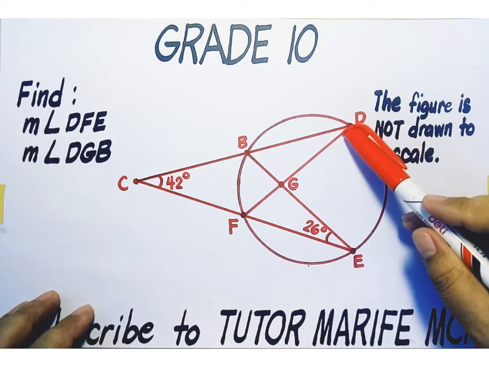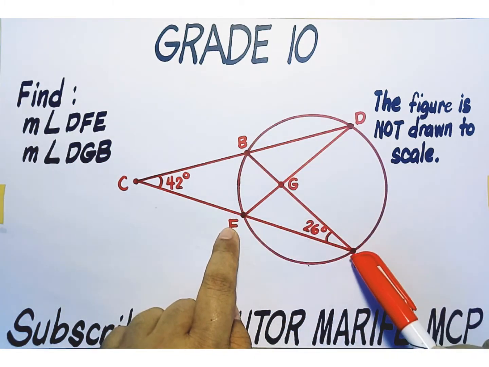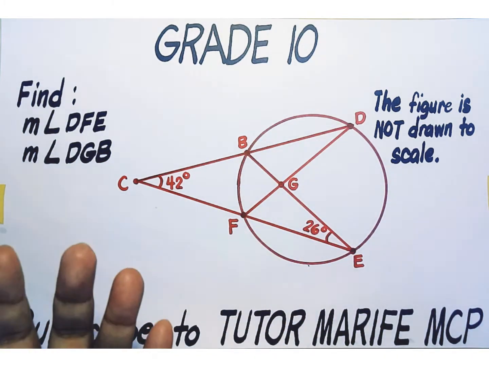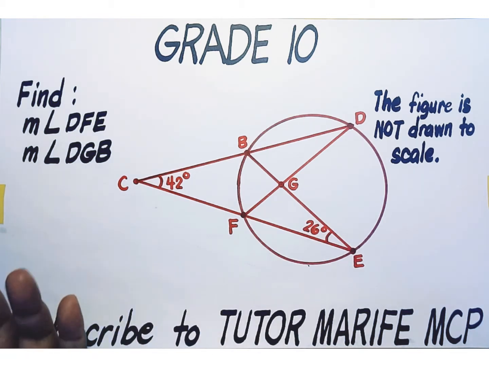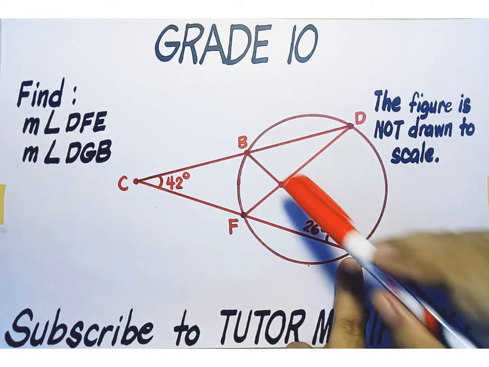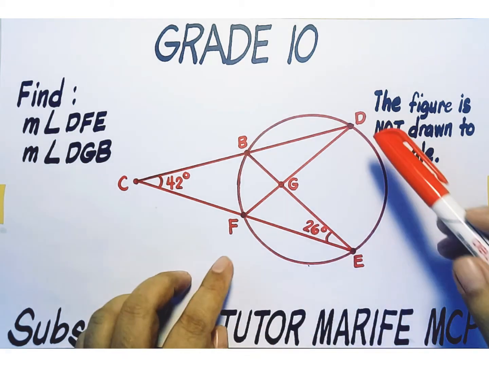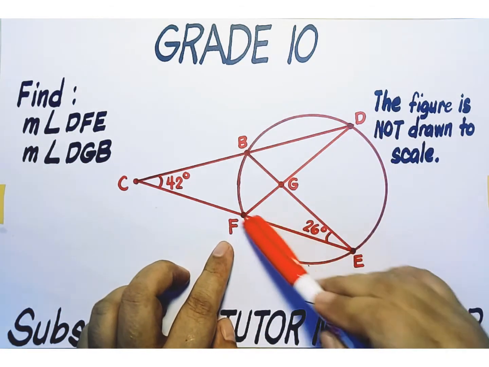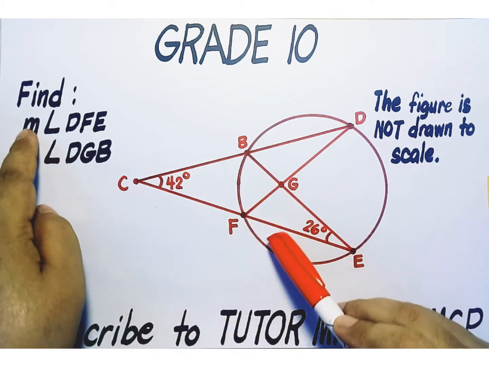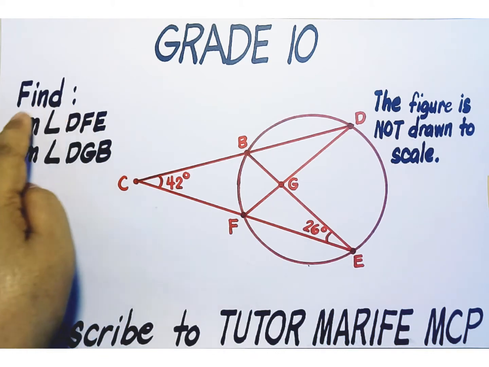Next, we also have two chords intersecting on the circumference of the circle. And the angle formed by two chords intersecting on the circumference of the circle is called the inscribed angle. So we have inscribed angle BEF. Its measure is known. It's equal to 26 degrees. We also have inscribed angle DFE, and this is one of the indicated angles in the problem. We also need to look for the measure of angle DFE.